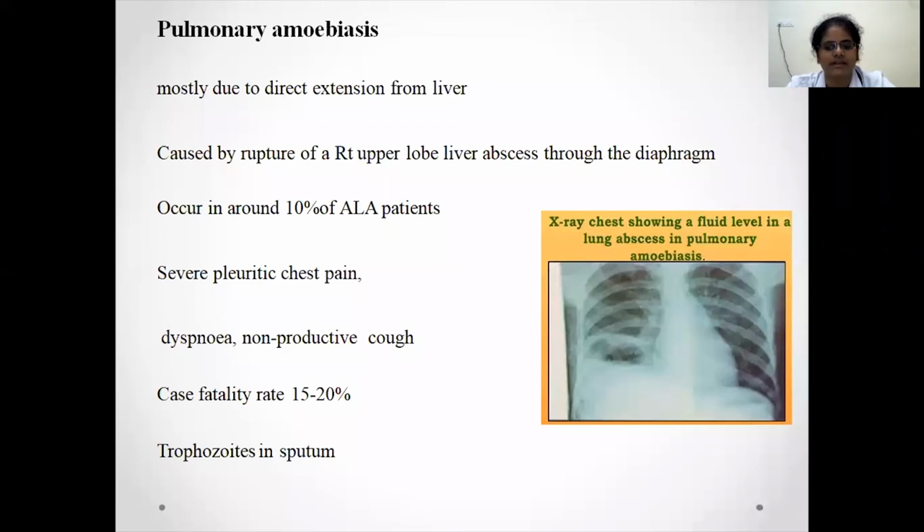They'll have severe pleuritic type of chest pain, dyspnea, and non-productive cough. Case fatality rate is 15 to 20%. Trophozoites can be seen in the sputum. This is the chest X-ray picture showing the fluid level in the lung abscess and pulmonary amoebiasis.